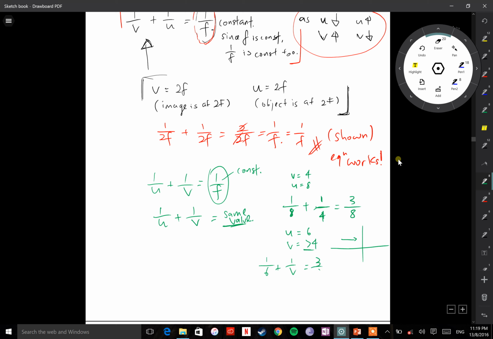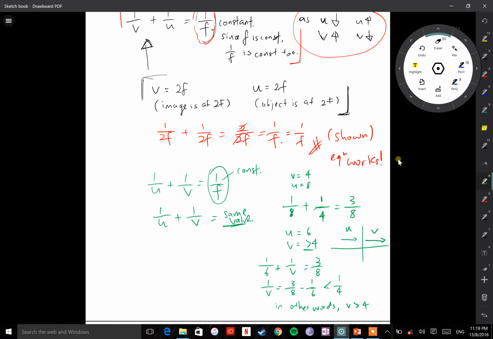Now if we were to work it out, 1 over 6 plus 1 over v is 3 over 8. Now 1 over v would then be 3 over 8 minus 1 over 6, which is definitely lesser than 1/4. So in other words, v must be greater than 4. Remember that for a fraction, the larger the denominator, the smaller the fraction. So it is true that as the object approaches the lens, the image goes away from the lens.